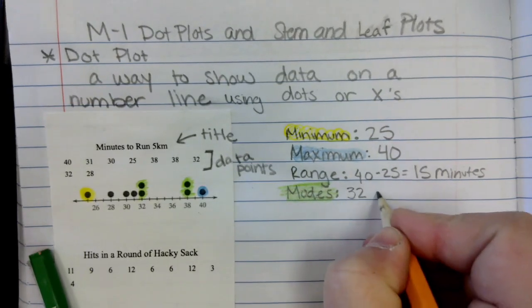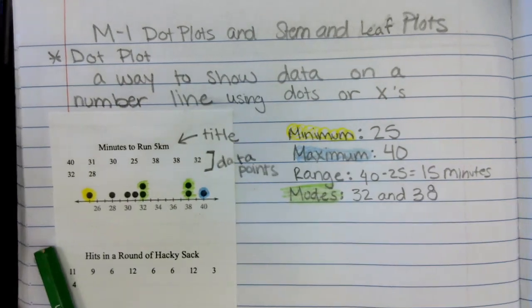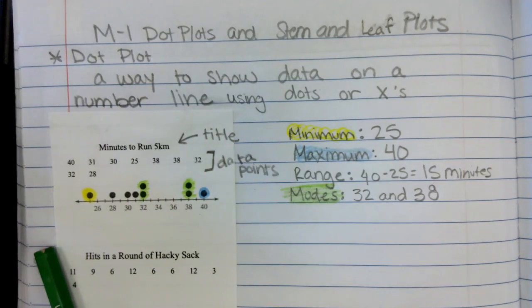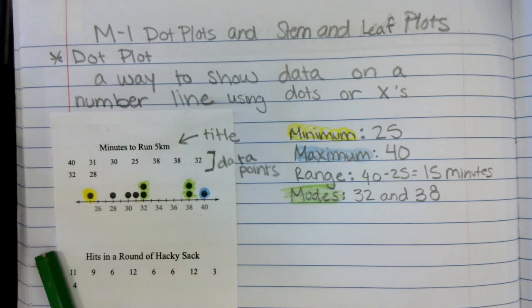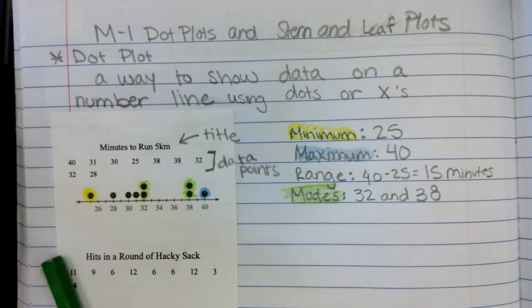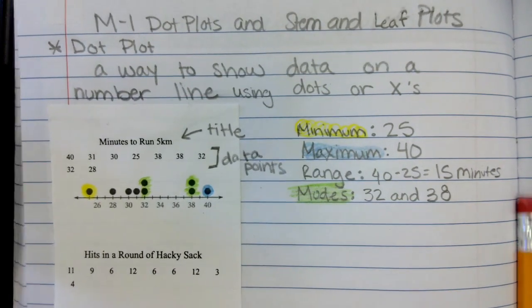Okay, we could also find our median by going high, low, high, low, high, low, but this one isn't necessarily the easiest way to find that. You guys have blue ones on your desk. All right, let's create our own. So if you want to do a little dash line across, you can, so that way you know that this is a different problem. All right, as we look at this problem, it's hits in a round of hacky sack.